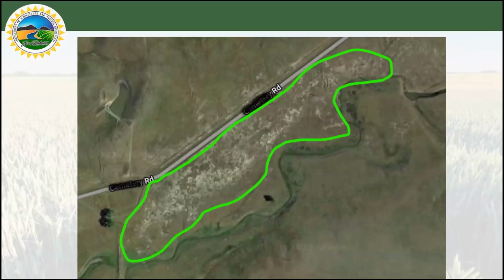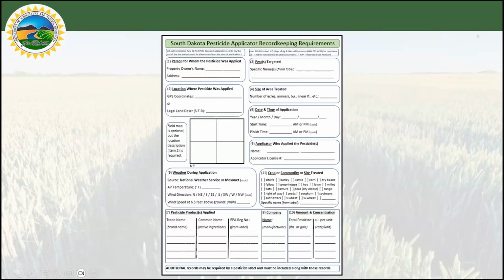So in this example, you can see we've outlined this area of land, and hopefully you can see that it is less than 50% ground cover. It's pretty bare where this particular prairie dog town is. Again, this is the form. We're just going to go through these 11 items and what is expected from applicators to write down for each of the items.